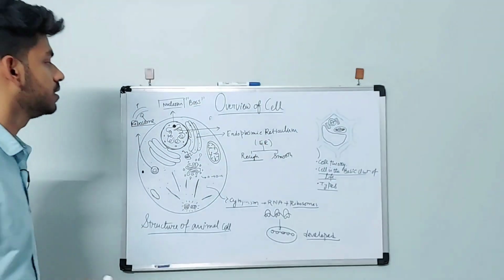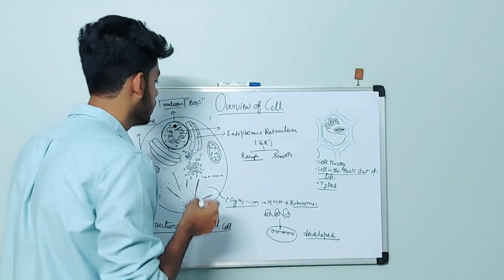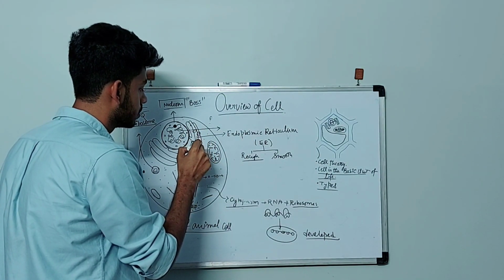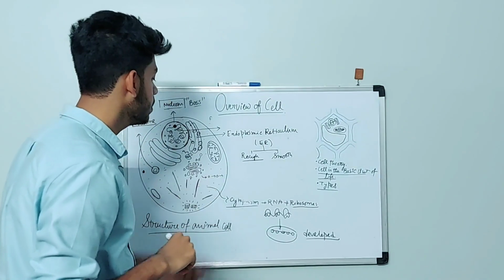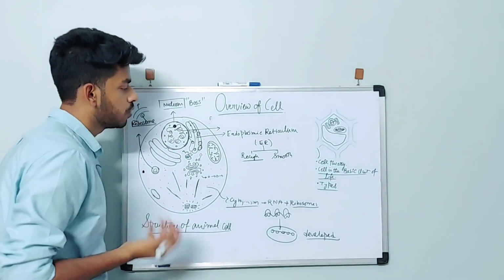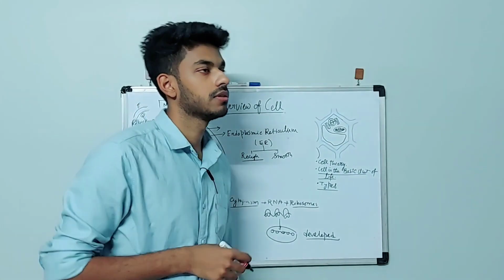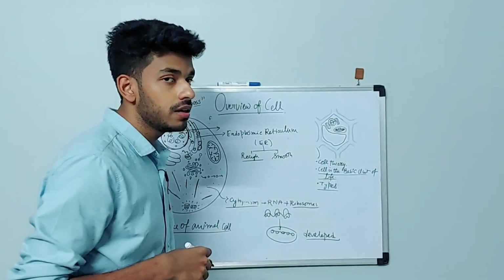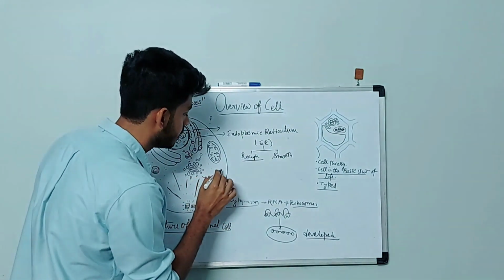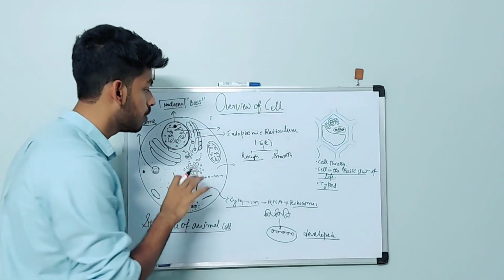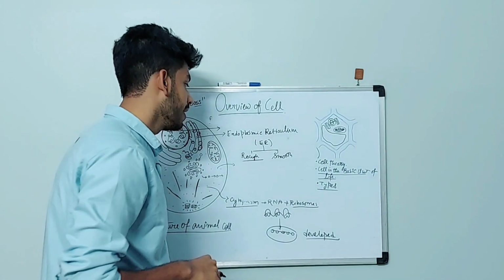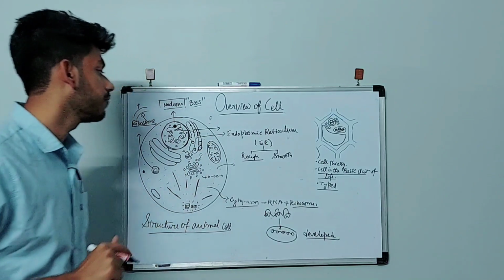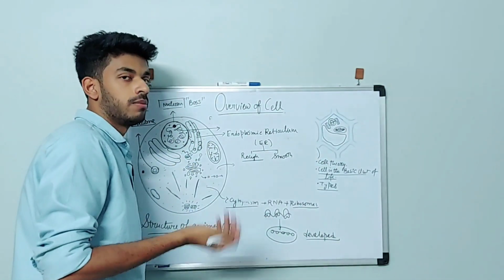So which one is rough? This one is rough. Why is it rough? Because it has ribosomes on it. All these dots are ribosomes. So what are the ribosomes doing here? Let me clarify. Some proteins need to be expelled from the cell. They need to go outside of the cell to do their work. So those proteins tend to come to the rough ER for their development.